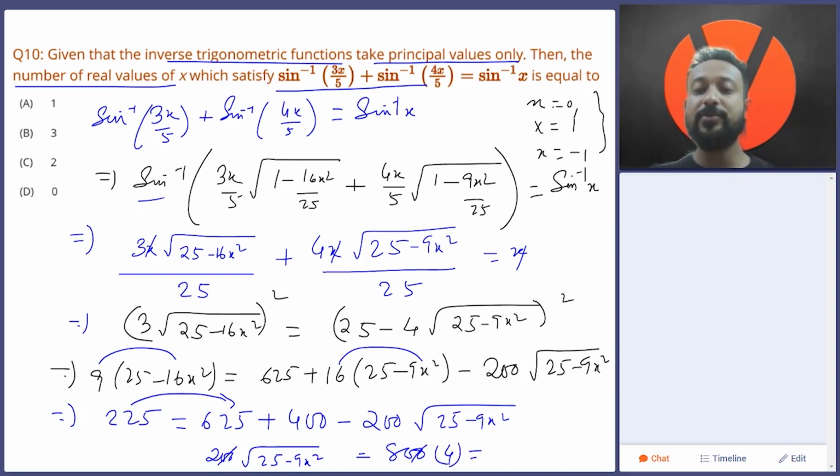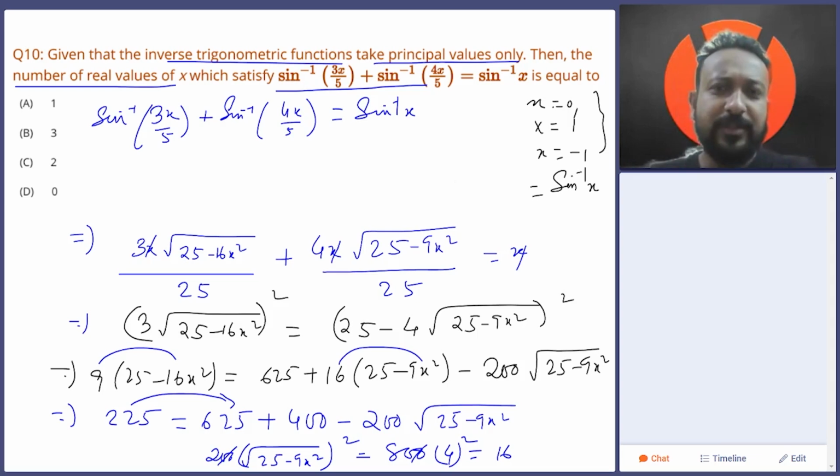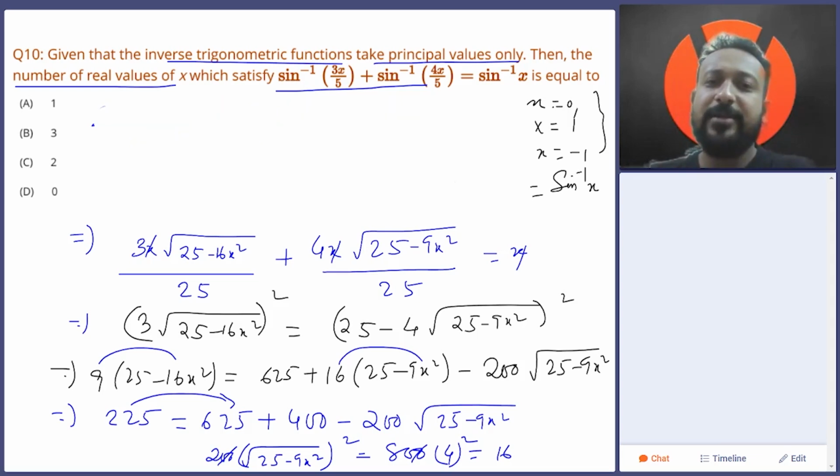If I square both sides, what will happen? It will be 16 here, and on the left hand side the square root will be gone. I'm just skipping this one step. Do you see, sir? I think it is very easy now. But I gave you this by observation only, you can see.